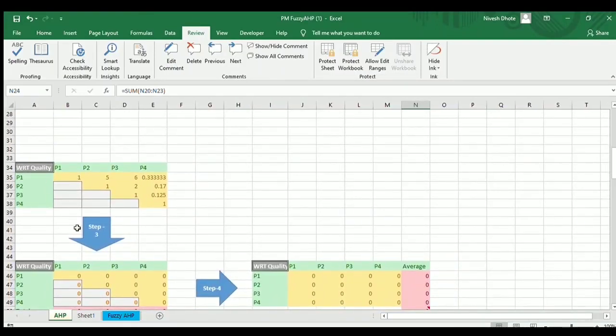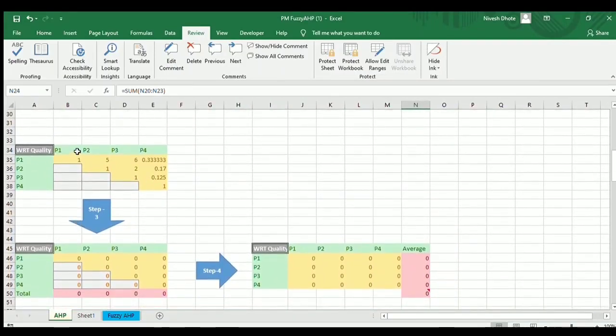After this, our next step is to move to the project values. Now we have taken the values of projects with respect to other projects and with respect to quality. P1 and P1 with respect to quality have equal importance, so the value is 1. But P1 is 5 times as important as P2 with respect to quality, so the value is 5, like we have done earlier. Similarly, P1 is 6 times as important as P3 with respect to quality.